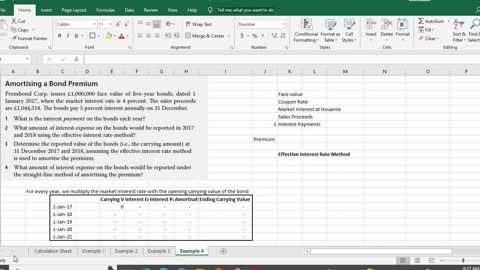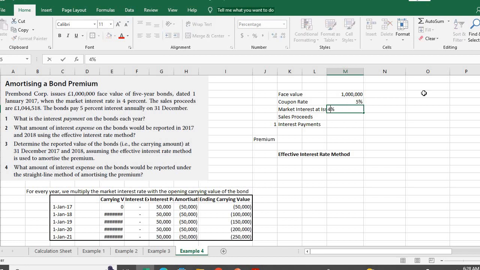So following up on our previous video, in this video we are going to see how a bond issued at premium is going to reflect on a balance sheet. So this example again is straight from a textbook. This is a million pounds face value bond which is issued at a coupon rate of 5% when the market interest rate was 4%.